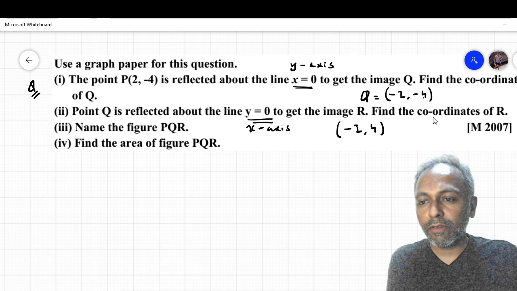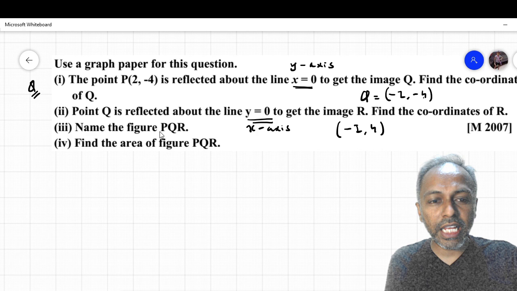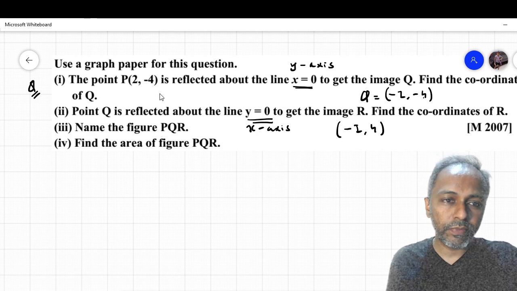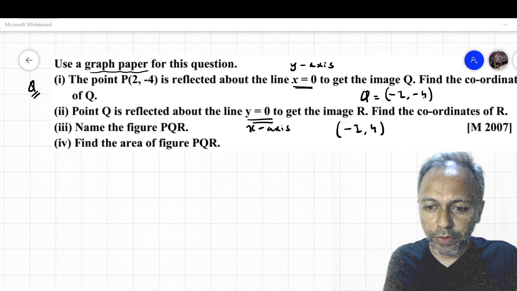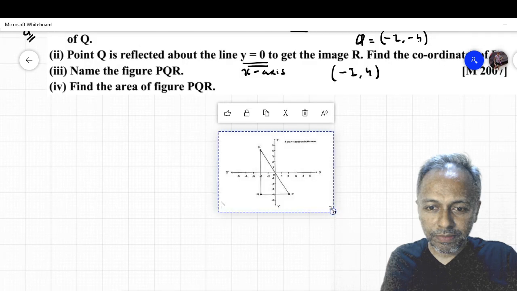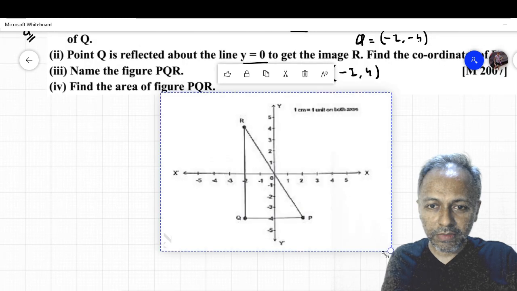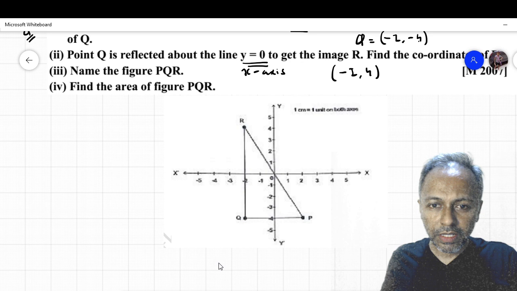Now we are asked to name the figure PQR and find the area of the figure PQR. Let's say we draw this on the graph paper. Just to save a few minutes, I have already drawn it for you, and I'll try putting that figure here. As you can observe, we have marked the points here, P, Q and R. Let's verify whether it's correctly done.